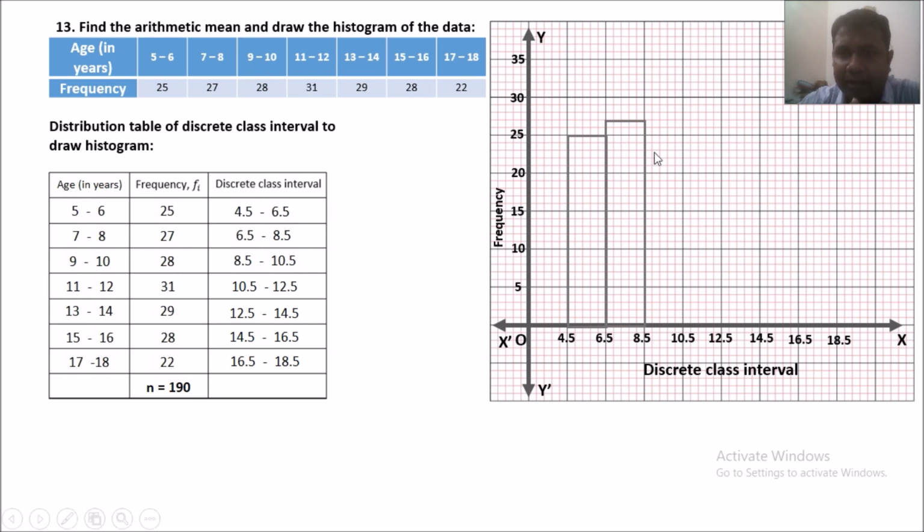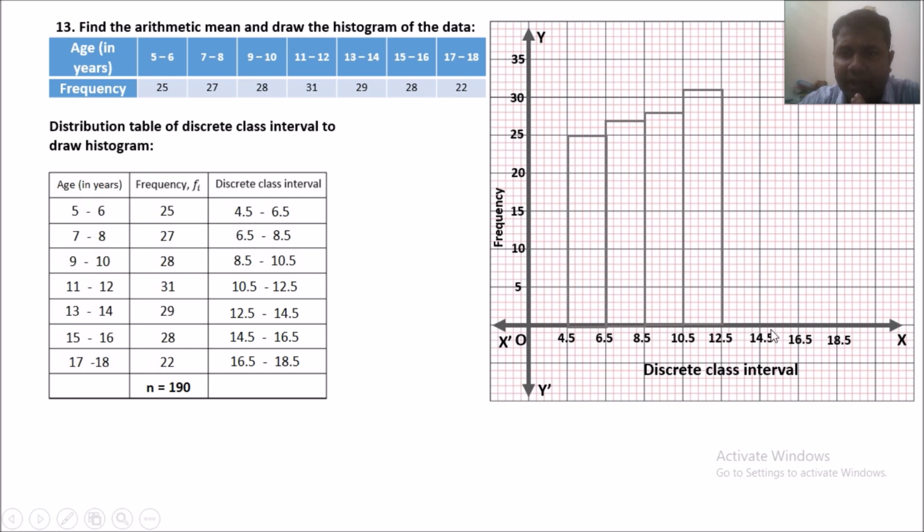The next number is how much? 8.5 to 10.5, that is 28. Here it is 28. We have drawn it. Then next number is what? Then 10.5 to 12.5, that is how much? 31. So here it is 30 and 1, 31. So we just drew it here.